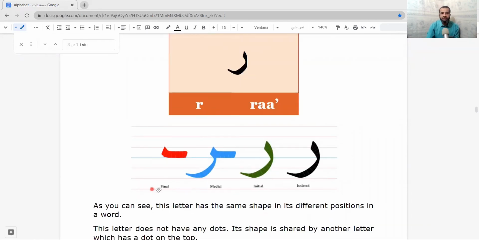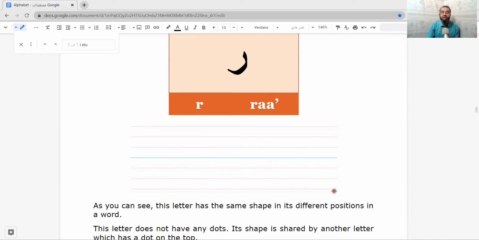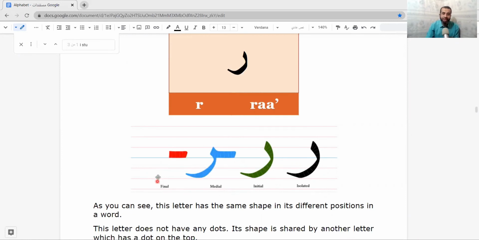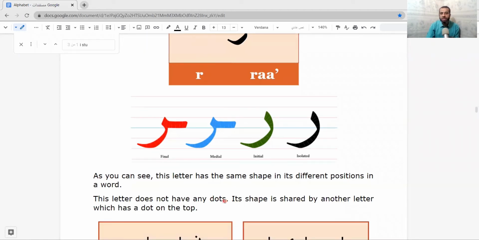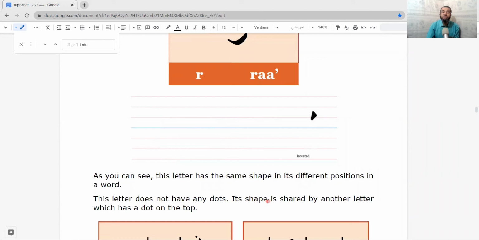It's written like this. As you can see, this letter has the same shape in its different positions in a word. When it's isolated, it looks like this, and also when it is in the beginning, when it's in the middle, and when it comes at the end. This letter doesn't have any dots, but its shape is shared by another letter which has a dot on the top. This other letter, we will study it later on.